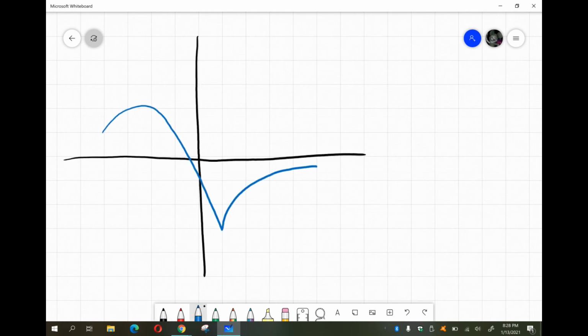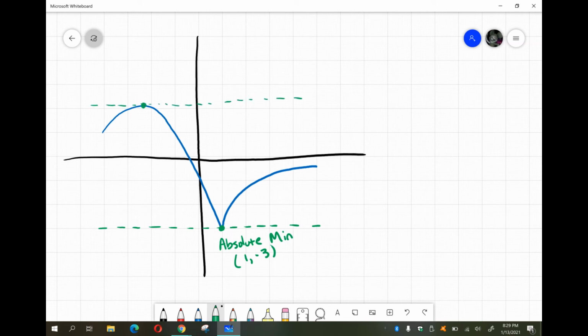In this situation, I see that we have an absolute minimum right here at 1, -3. It is the very lowest point of the blue graph. The very highest point is going to be right here, which means that is an absolute maximum. And that's about -2.4, 2.1. So from the absolute maximum, we're going downhill, which would mean that this could be a relative minimum.